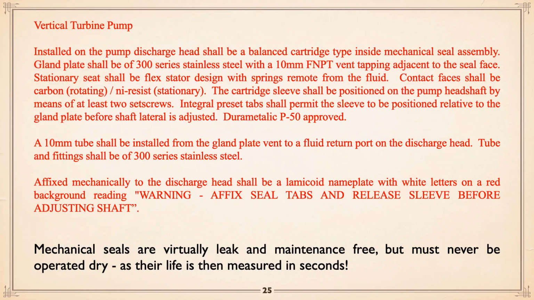And I went through that thing with vertical turbines, and here's a specification for it all. And always have a lamicoid, as it specifies here, saying, "Warning, affix seal tabs and release sleeve before adjusting shaft." Mechanical seals are virtually leak and maintenance free, but must never be operated dry, as their life is then measured in seconds. And I know from hard experience, if you run a mechanical seal absolutely dry, they will destroy themselves fairly quickly.